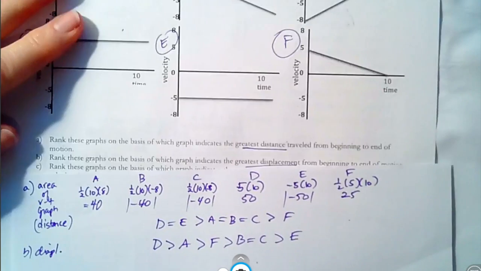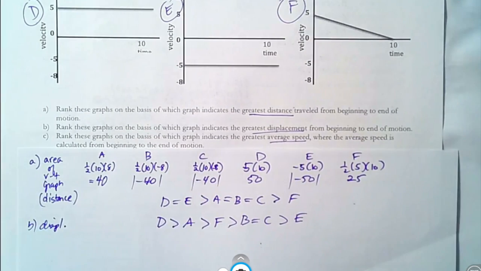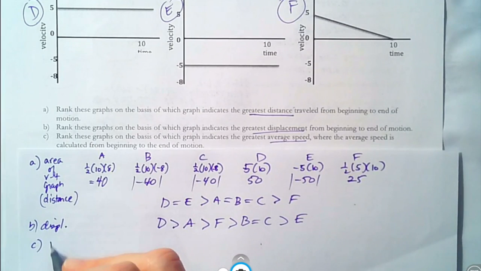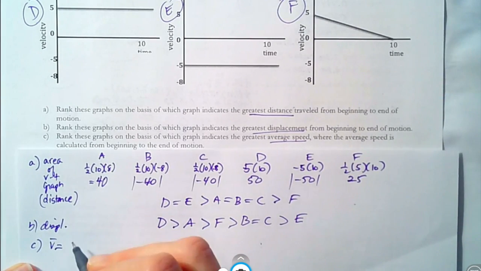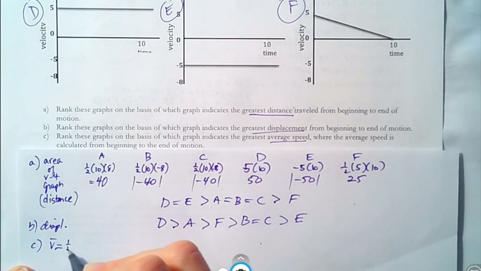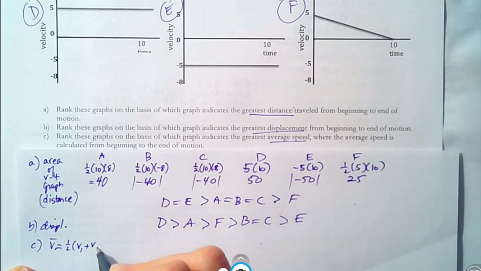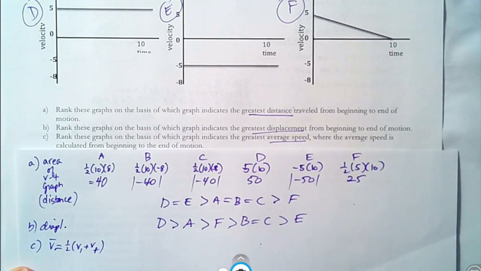Part C asks you to rank it in terms of average speed. So that's going to be the average value, which is going to be 1/2 your initial plus your final. That's how you do averages in general.